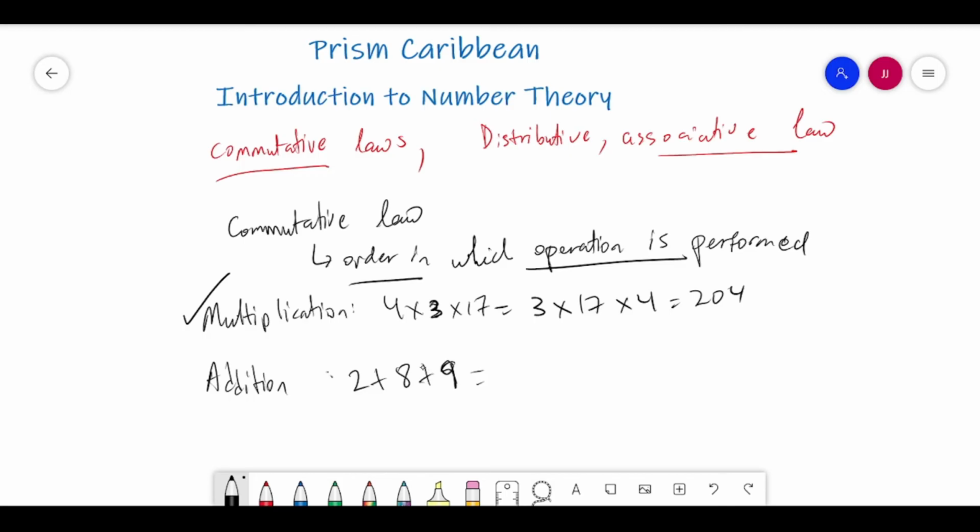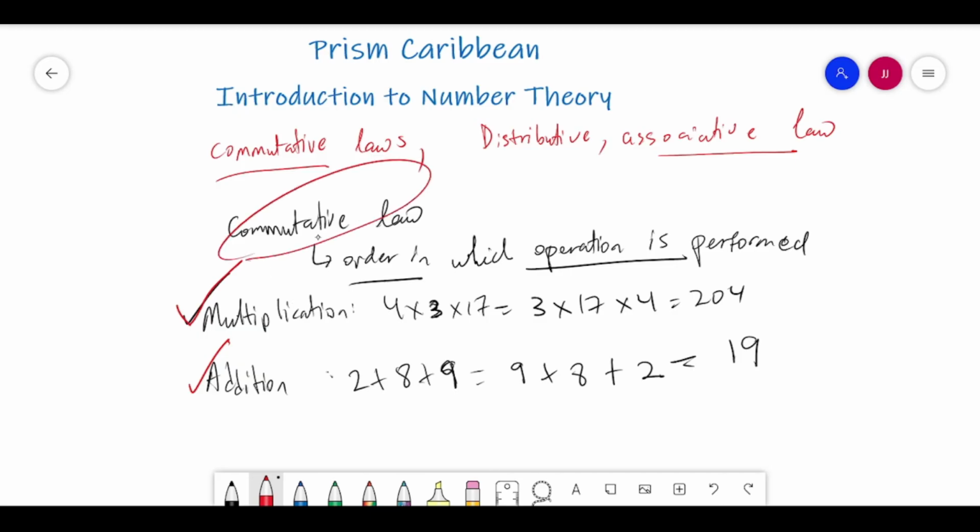Now, again, the order in which we add these numbers does not matter. We don't necessarily have to start with 2, then 8, then 9. Let's say we start again with 9, and let's say we go backwards, 9 plus 8 plus 2. We will still get the same answer, 19. And you can see the addition and multiplication follows the commutative law, right?